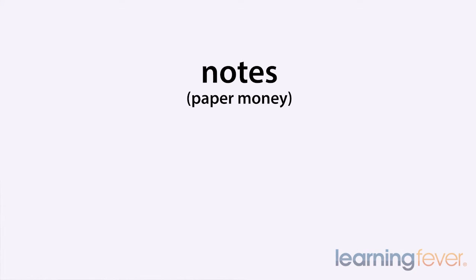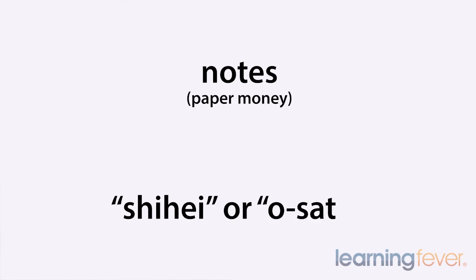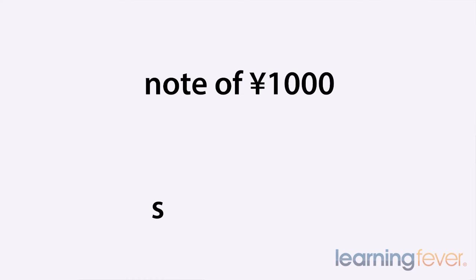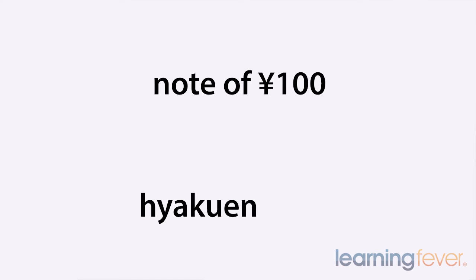Notes, that is paper money, is 紙幣 or お札, or before a noun, お is used as an honorific term. Note of 1,000 yen is 1000円札. Note of 100 yen is 100円札.